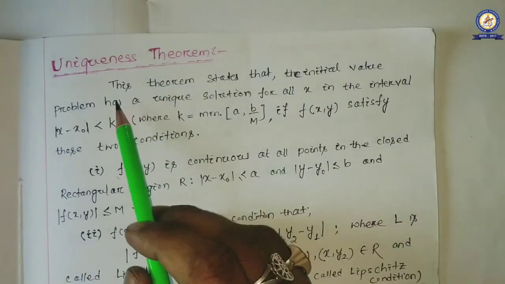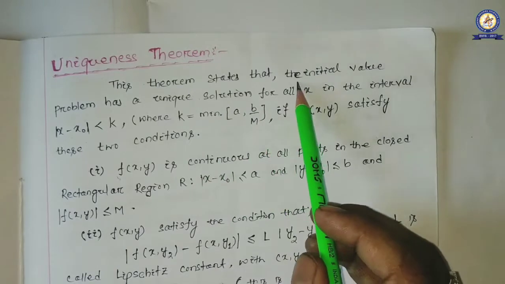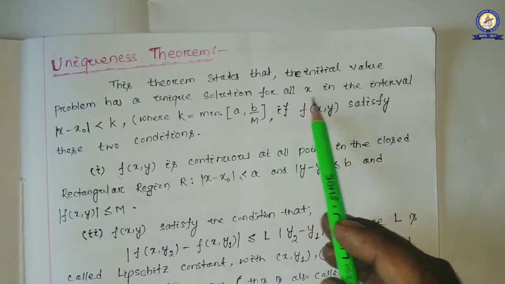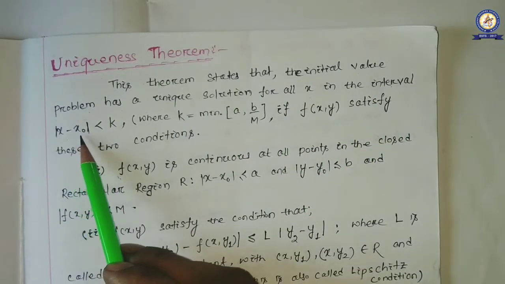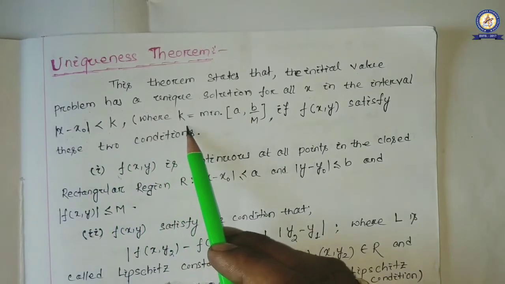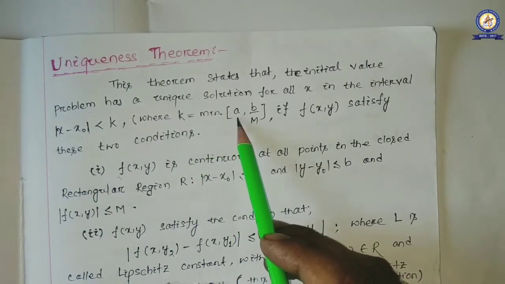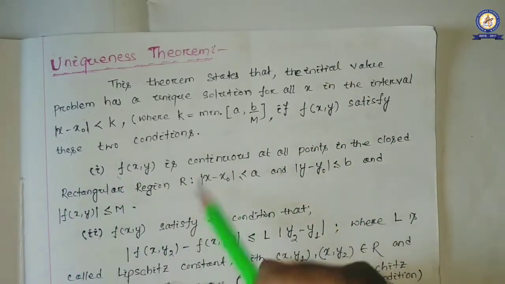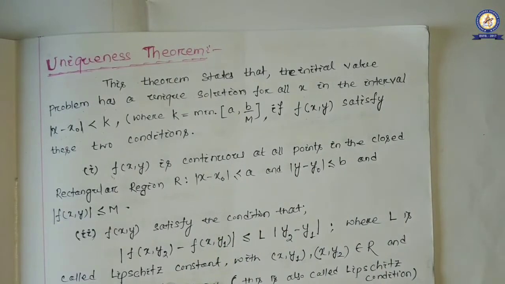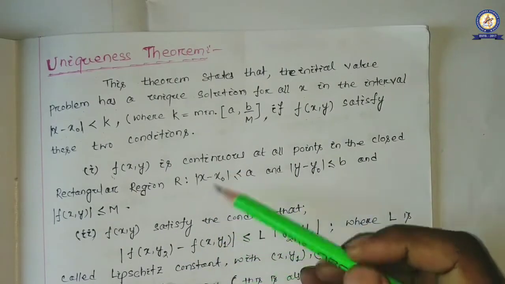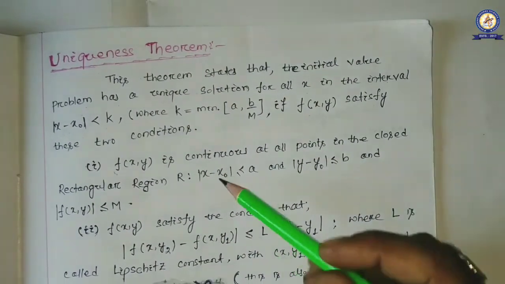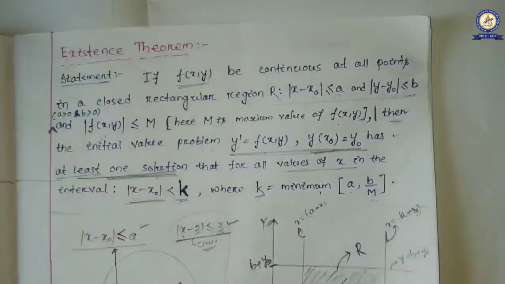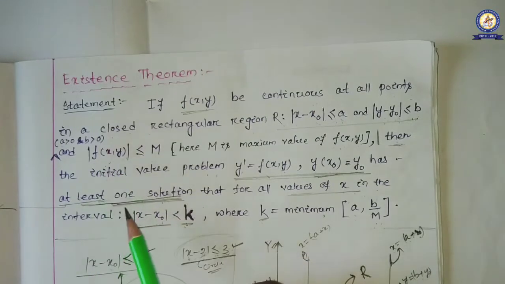So this theorem states that the initial value problem has a unique solution for all x in the interval |x - x0| < k, where k is equal to the minimum of a and b/m, if f(x,y) satisfies these two conditions. Okay, so these are the two conditions. But before we discuss these two conditions, I'm going to just recall whatever we discussed in the existence theorem.